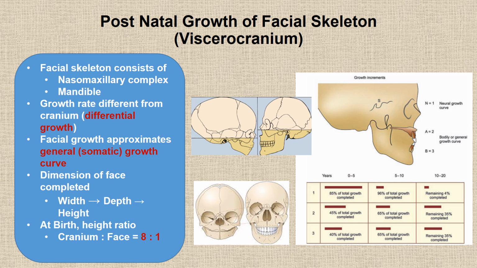Now, the face has three dimensions: width, depth, and height. Now, the width is completed earlier than the depth, and the last to be completed is the facial height. Now, at birth, the ratio of the cranium to the face is 8:1.